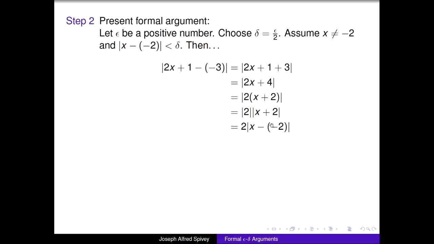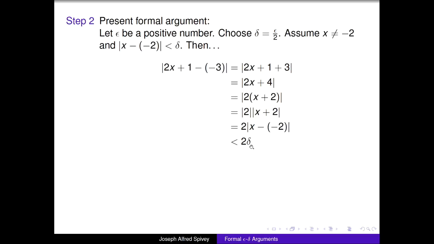And now that I have 2 times x minus negative 2, I'm going to use this original assumption that we had up here. We know that x minus negative 2 is less than delta. So this would tell us that 2 times that x minus negative 2 must be less than 2 delta. One way to think about this is if I take my original inequality here and multiply the left-hand side and the right-hand side by 2, I get 2 times this x stuff is less than 2 delta. And that's what I've written here.